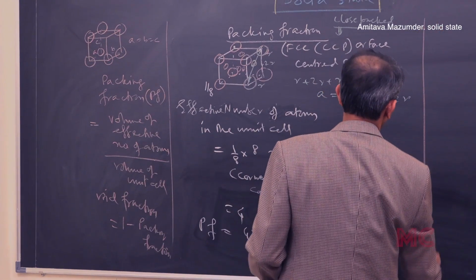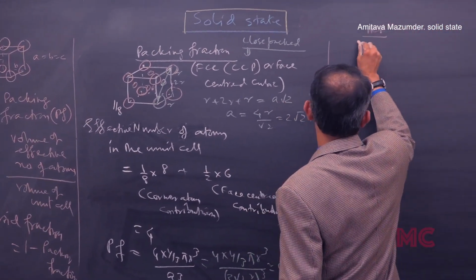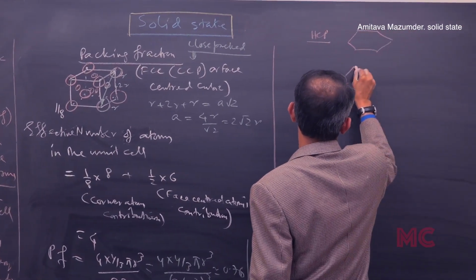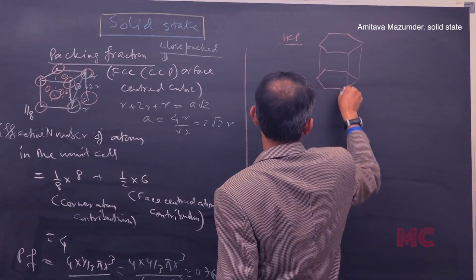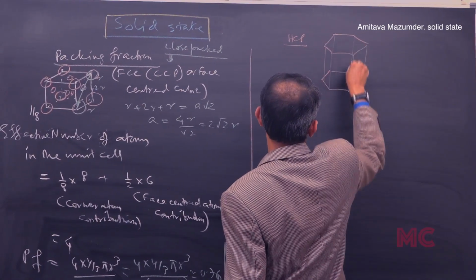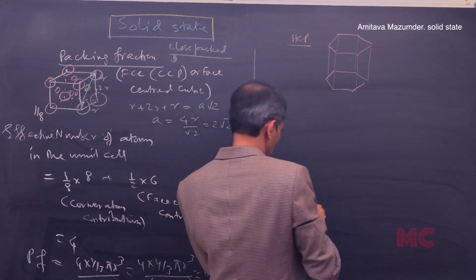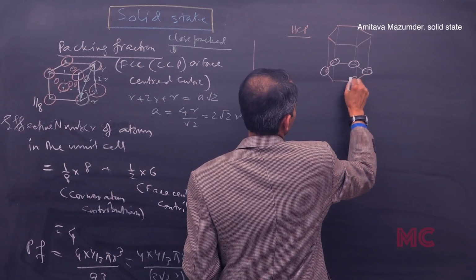Now we'll talk about the packing fraction of the hexagonal close packing system. What is the hexagonal close packing system? It is like this: two hexagons at the top and bottom. So you can understand that over here the atomic distributions are like this.